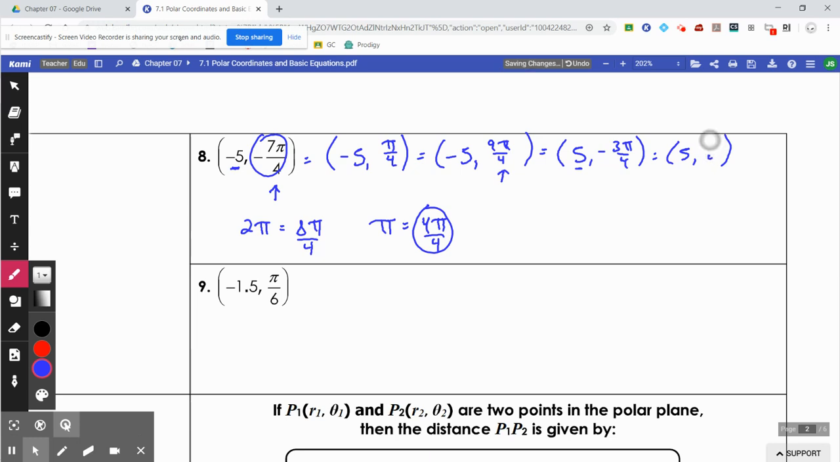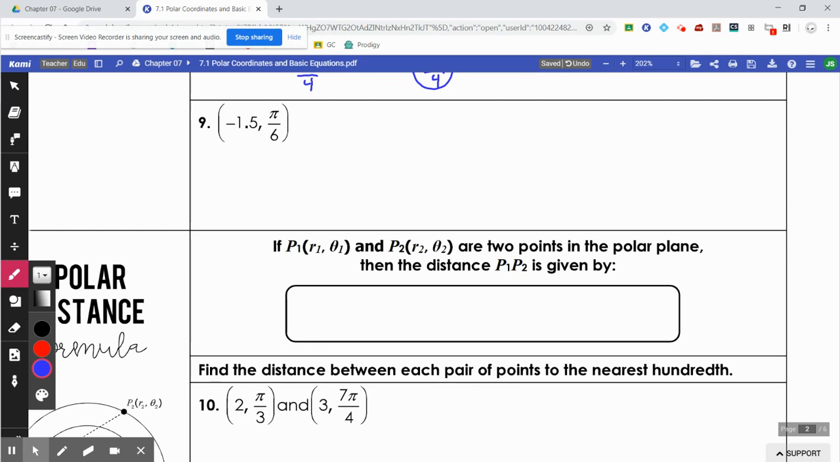Actually, it doesn't. We would have to do a couple of half rotations from there, and that would be 5 pi over 4. And you can check those out. Those points actually lie in the exact same place. The next one, a full rotation to get coterminal angles would be 12 pi over 6.